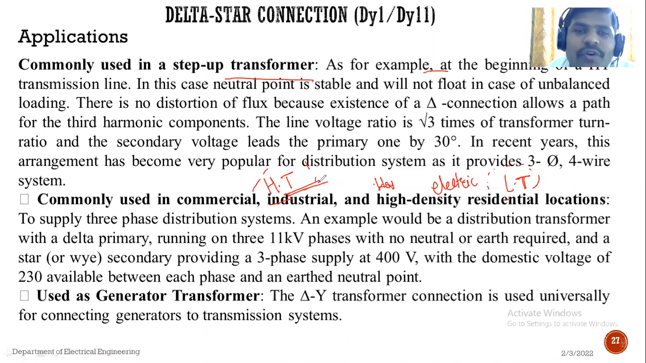Okay, so at the beginning of this HT transmission line, the neutral point is stable and will not float in case of unbalanced loading.